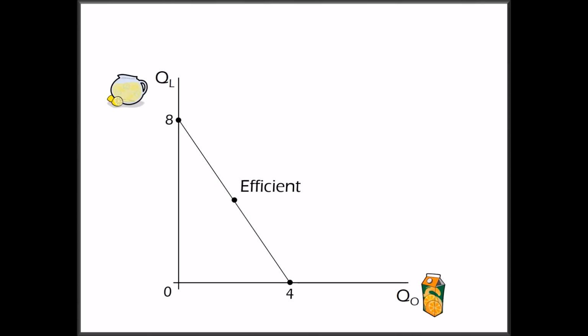A combination can be called efficient if it lies exactly on the CPC. For example, that point could have the coordinates 2 units of orange juice and 4 units of lemonade.